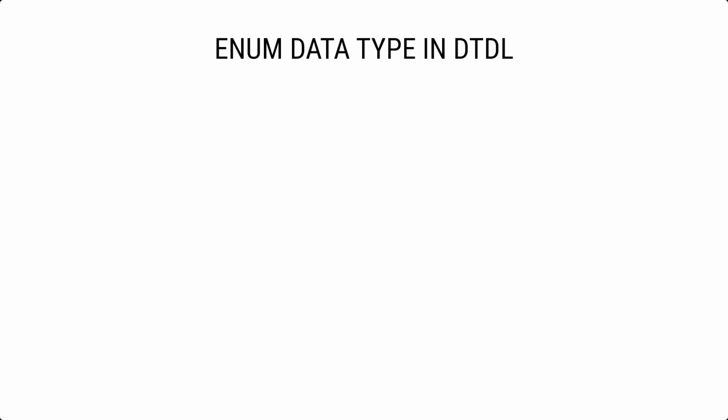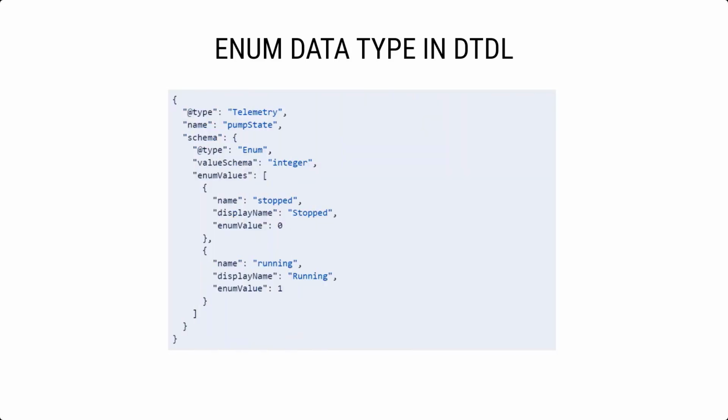We also have an enum data type. An enum describes a data type with a set of named labels that map to values. For example, we can use the enum data type for a pump state telemetry element whereby stopped and running labels for the pump state are mapped to values 0 and 1 respectively. Here is the serialized enum data for the enum model definition.